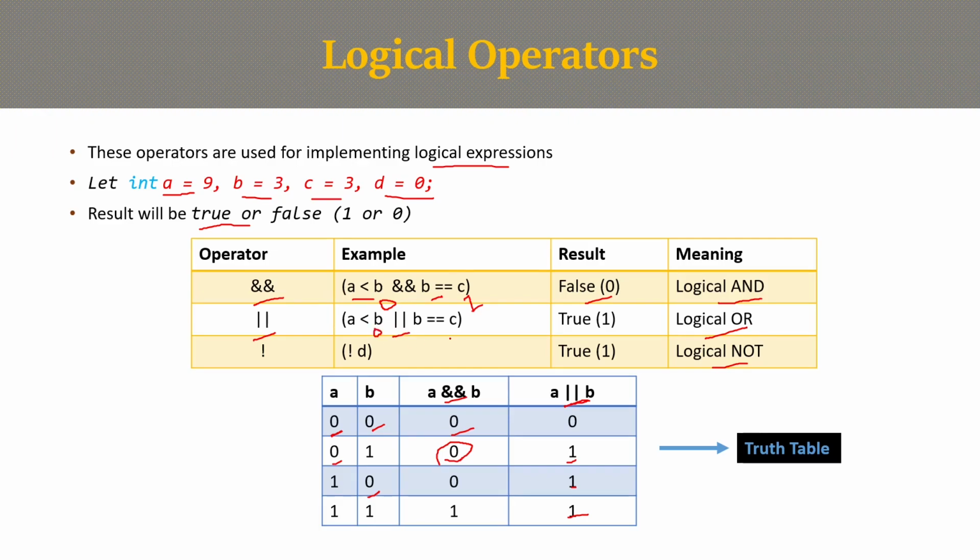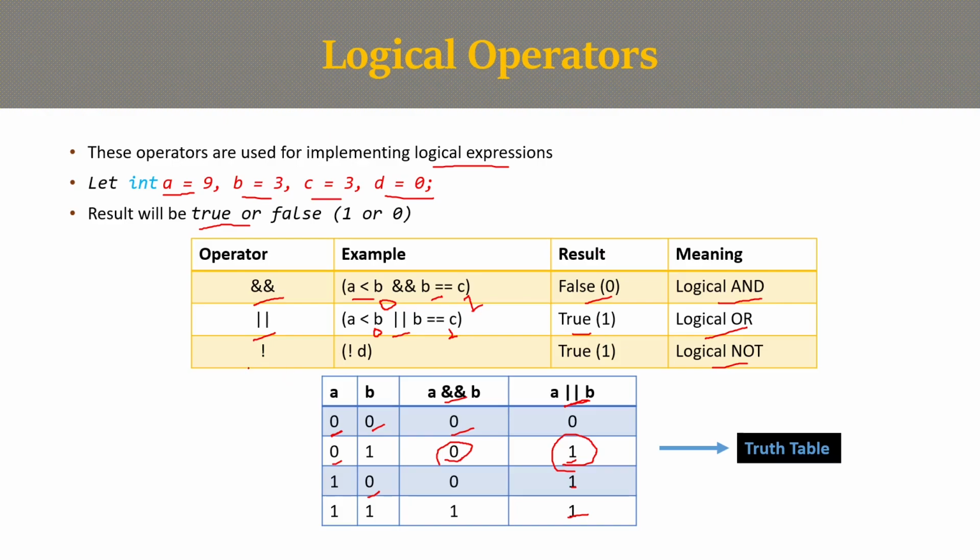You have a 0 here and a 1 here. But since in our logical OR, if we have any 1, then the result will be 1, right? So as you can see here, if you have 0 and 1 for logical OR, the result is 1. So that is why the result will be true here, okay?